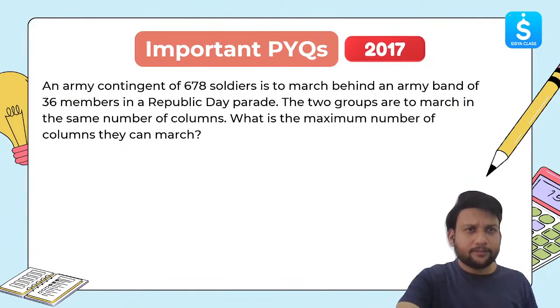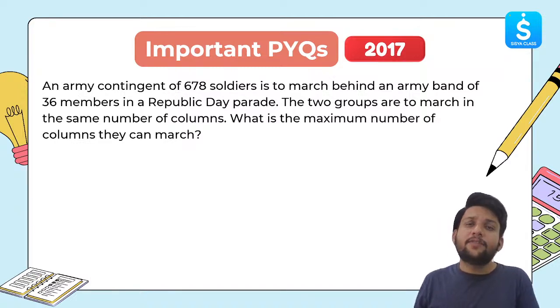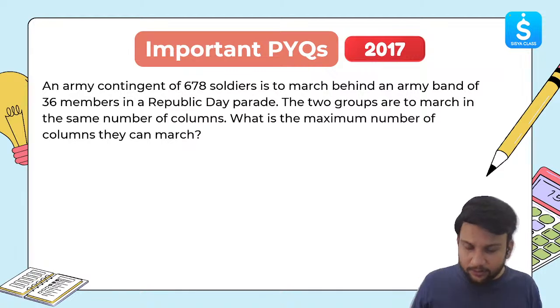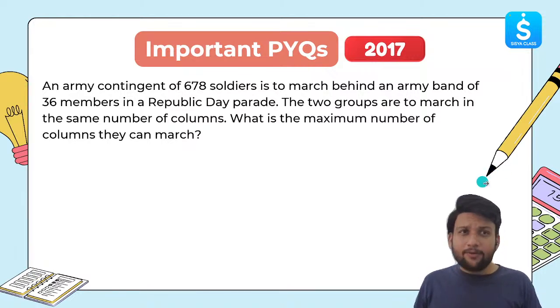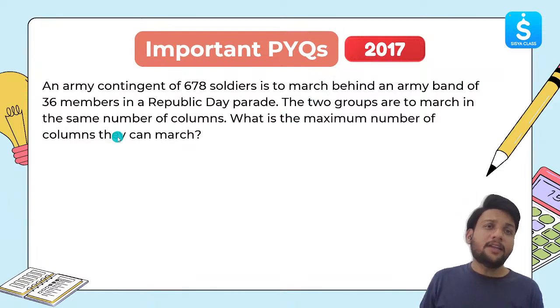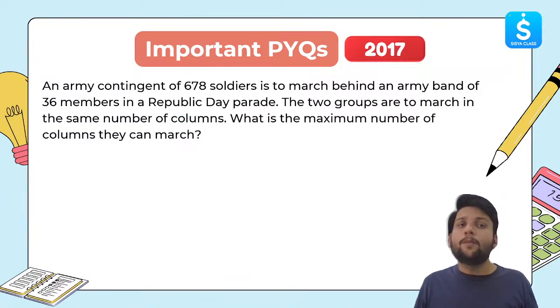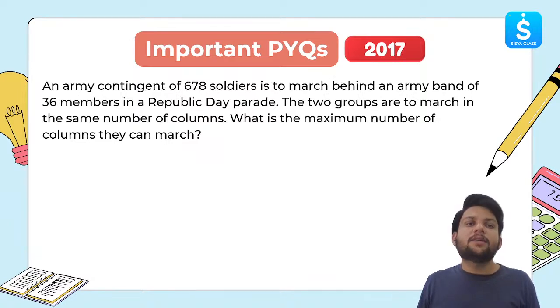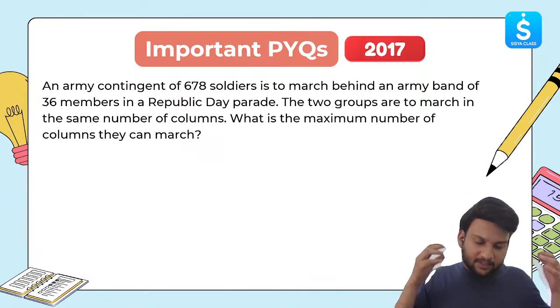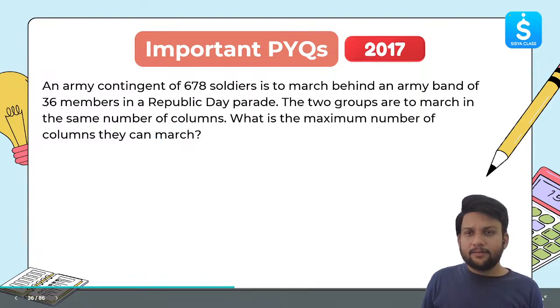Let's move forward. Now, one more question. An army contingent of 678 soldiers. I'm not going to solve this. First of all, this question came in 2017. An army contingent of 678 soldiers is to march behind an army band of 36 members in a Republic Day parade. The two groups are to march in the same number of columns. What is the maximum number of columns they can march? Just seeing this, the question is saying find HCF. So we'll just find HCF. Can you find it? Okay, where's the pen?